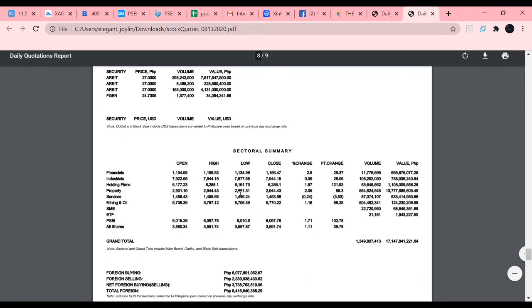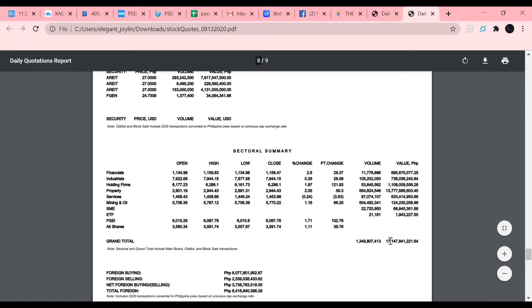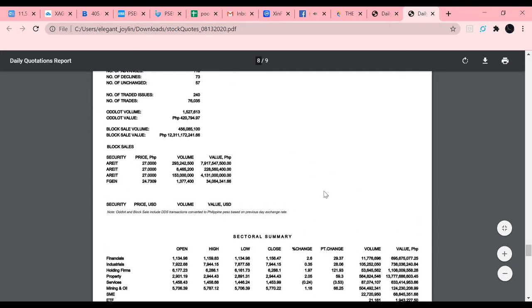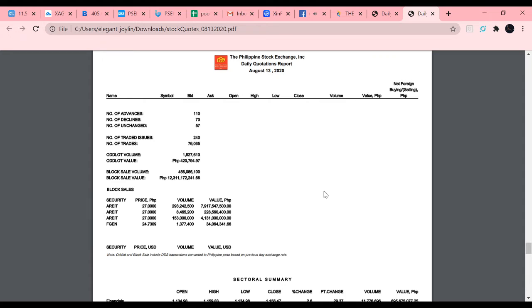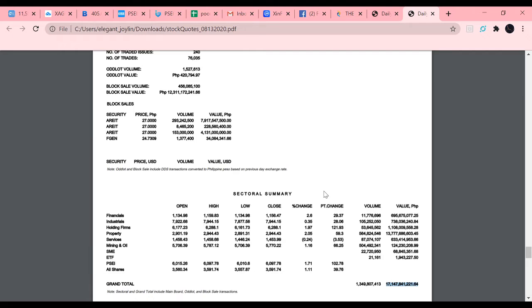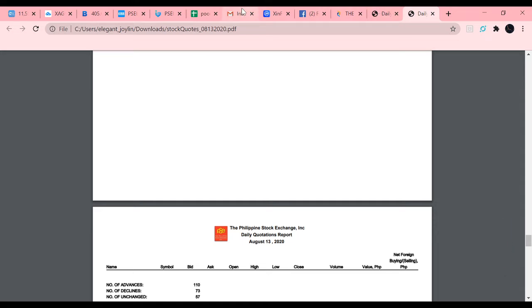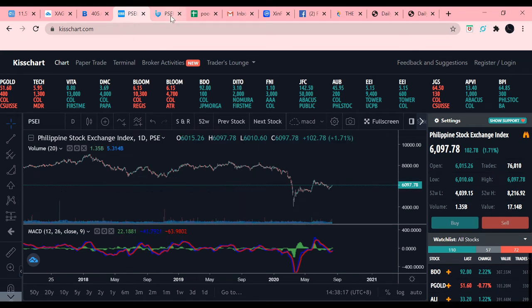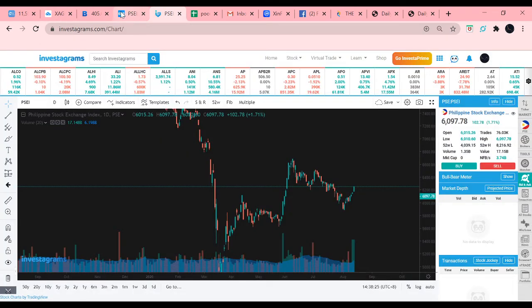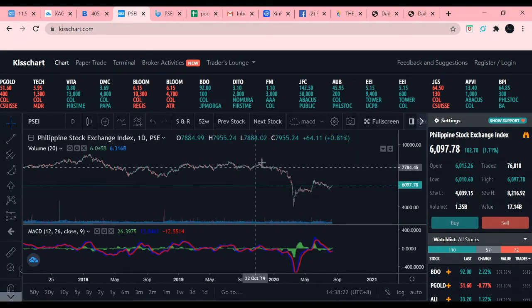And then, ang bulk of 17 billion transaction is the REIT or AREIT, Ayala Land REIT. Or, I mean, Ayala REIT. So, next. So, yun yung bulk. Yeah, punta na tayo dito. Or ano bang ginamit ko? Ito na lang. Kiss chart. So, ganun ang nangyari pala kahapon.